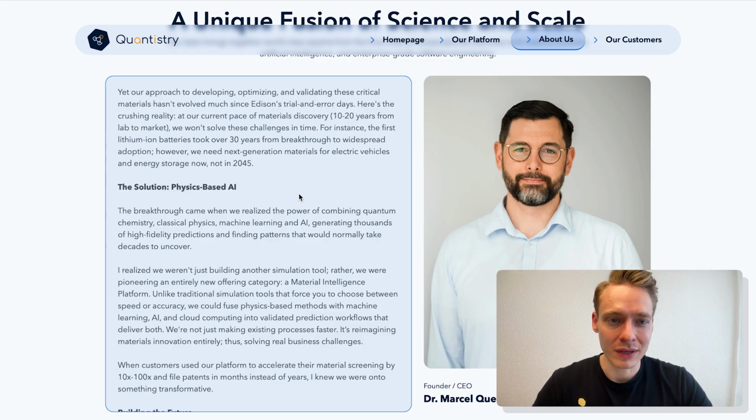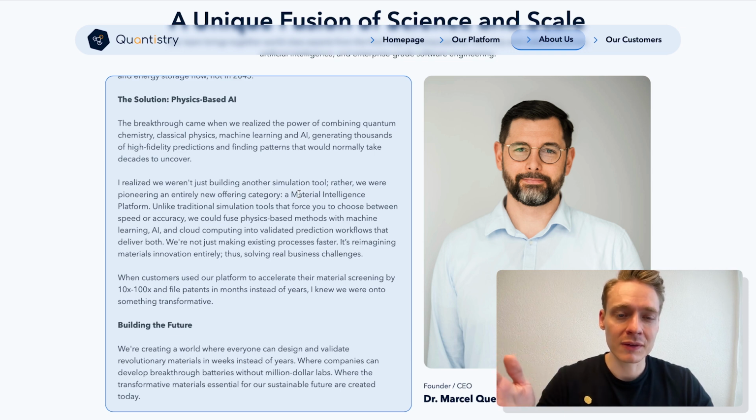Here's the crushing reality. At our current pace of materials discovery, 10 to 20 years from lab to market, we won't solve these challenges in time. For instance, the first lithium-ion battery took over 30 years from breakthrough to widespread adoption. However, we need next-generation materials for electrical vehicles and energy storage now, not in 2045. The solution is a physics-based AI, so the breakthrough came when we realized the power of combining quantum chemistry, classical physics, machine learning, and AI, generating thousands of high-fidelity predictions and finding patterns that would normally take decades to uncover.